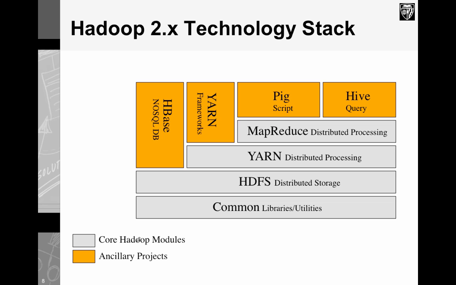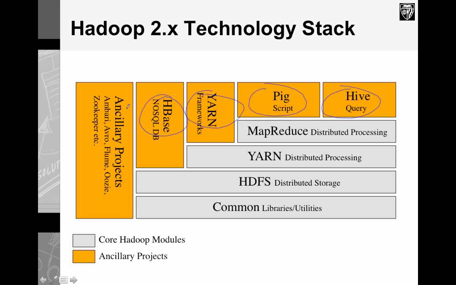The point I'm trying to make is that the Hadoop 2.0 technology stack is the core Hadoop, which contains the common HDFS, Yarn, and MapReduce framework. And then built on top of that are all these different sub-projects, which is the Hive project, the Pig project, and other Yarn frameworks, and the HBase NoSQL database project, which all are part of the Hadoop ecosystem.